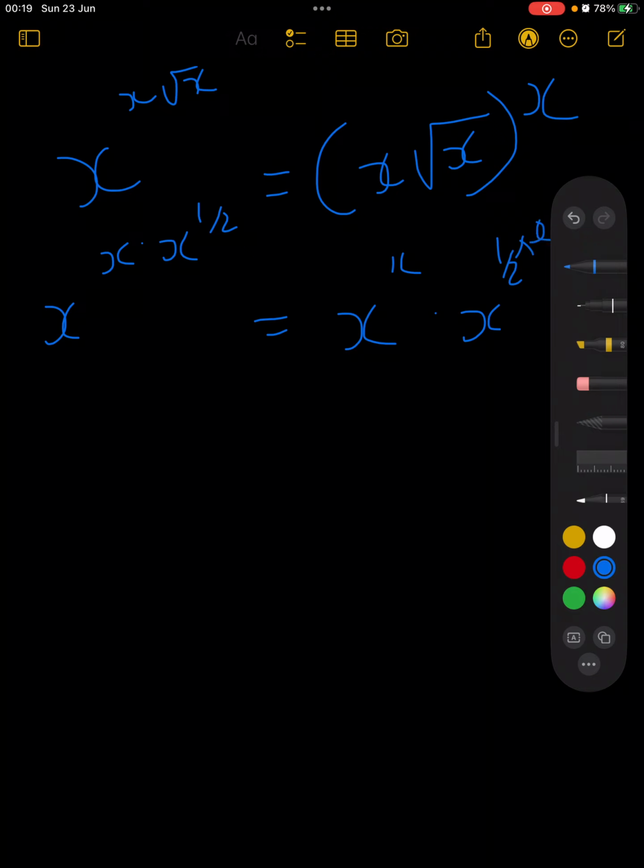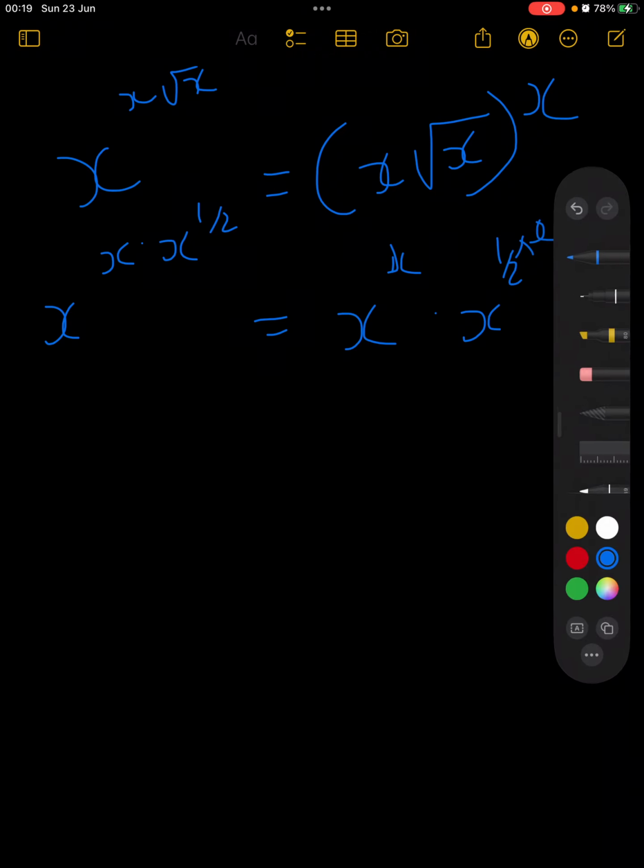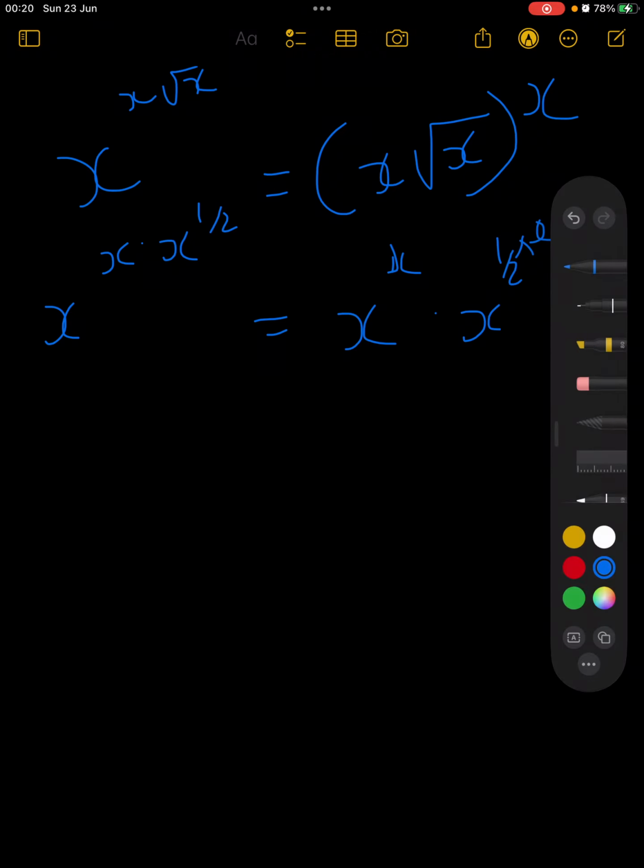Then we apply the laws of exponents here. x times x times x to the power of 1 over 2, that's x to the power of 3 over 2, equals to x to the power of x times x to the power of 1 over 2x, is x to the power of 3 over 2x.